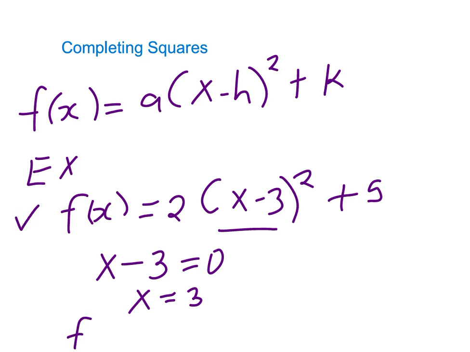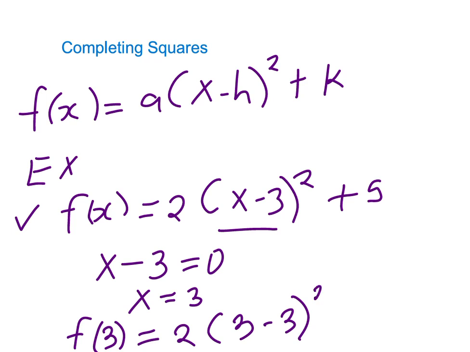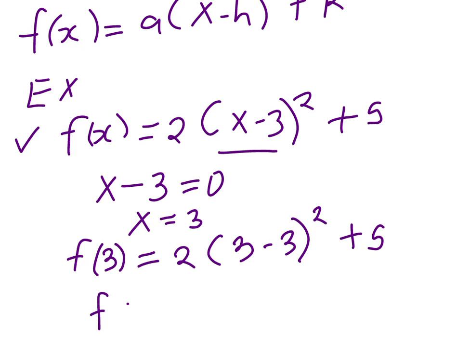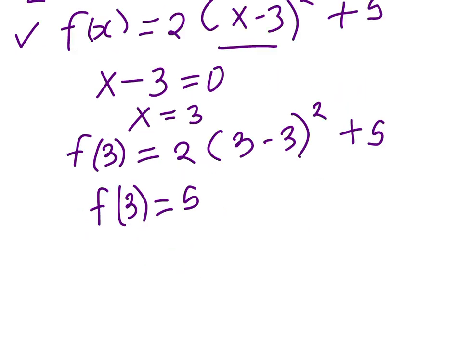So we have f of 3, what will be our value when you do the substitution? So 2 into bracket 3 minus 3 is 0. When you square it times 2, that is still 0, plus 5. So when x is 3, then the answer will be 5, and that will be our turning point. So it's 3, 5. That's the turning point.